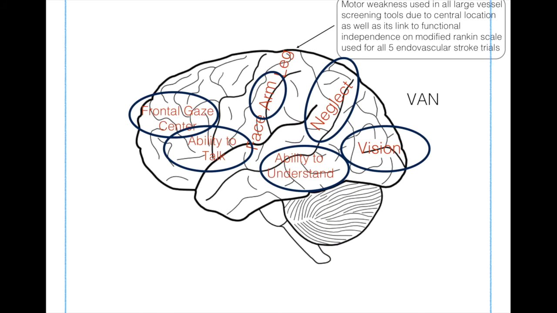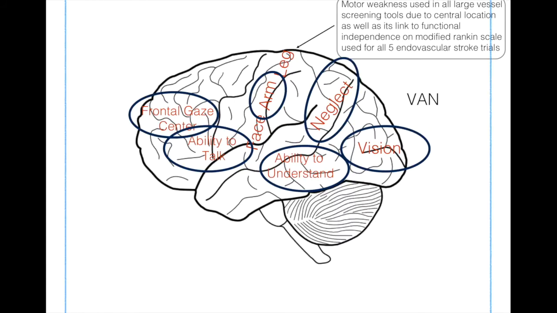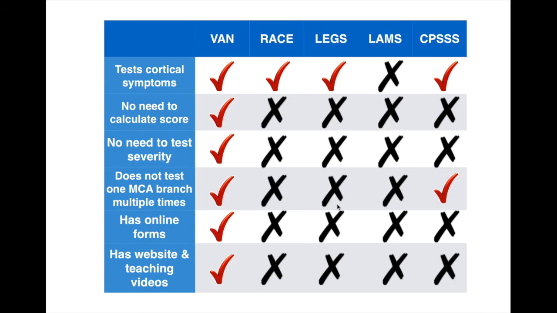So VAN. VAN tests all this, but you never have to calculate a score. And guess what? Just like all the pure motor ones, we put motor in the middle. It's the first thing we do. We have you put up the arm for 10 seconds. If you have 0 weakness, you're done. You're done with the exam within 15 seconds. You don't have to do the entire exam like all of these and calculate numbers, right? But then we don't neglect anything. We don't neglect any cortical symptoms, right?